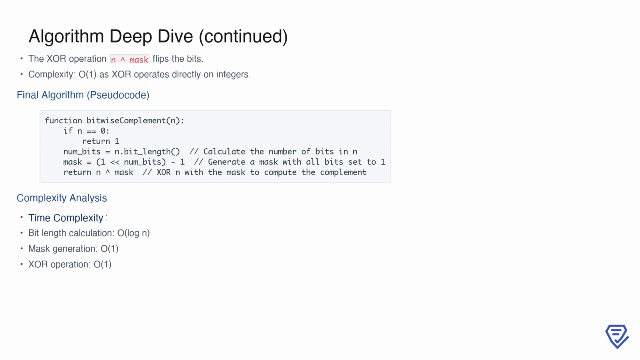The pseudocode for this algorithm is straightforward. Define a function bitwise_complement that takes an integer n as input. If n equals 0, return 1. Otherwise, calculate number_bits as n.bit_length, generate the mask as 1 << number_bits, minus 1, and return the result of n XOR mask. The algorithm's efficiency lies in its simplicity and reliance on bitwise operations, which are both fast and memory efficient.